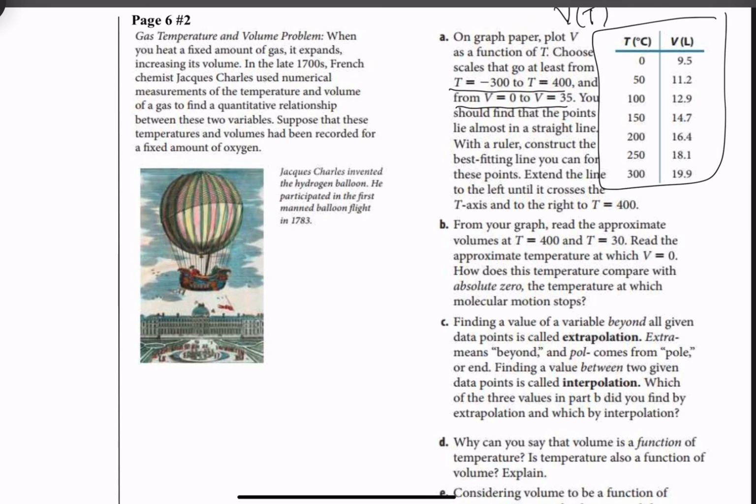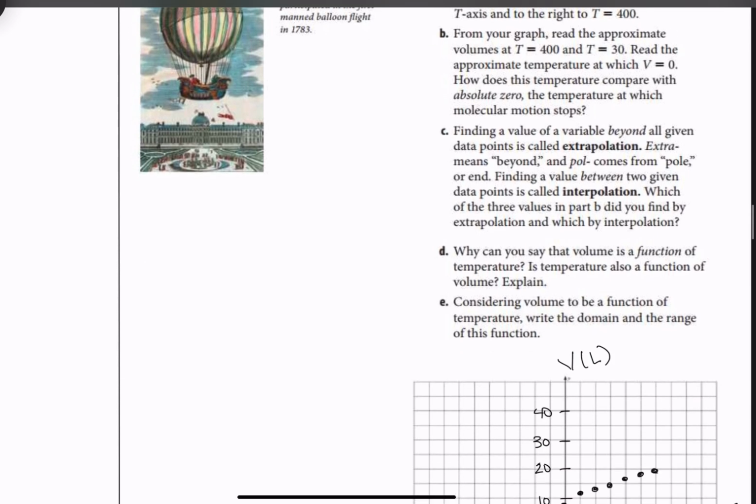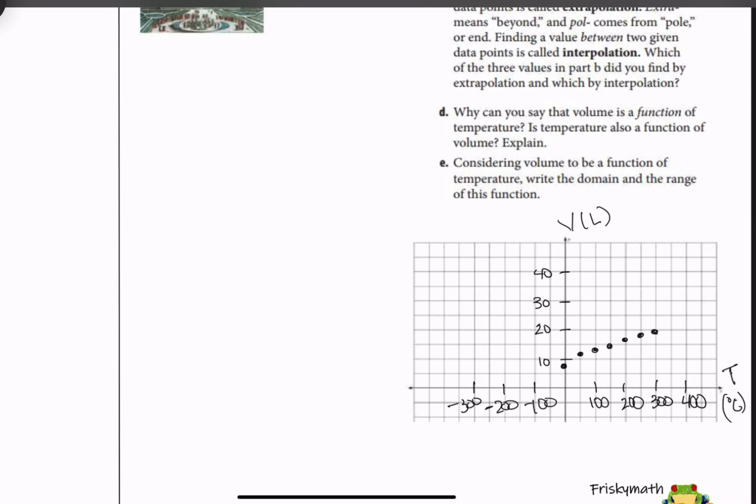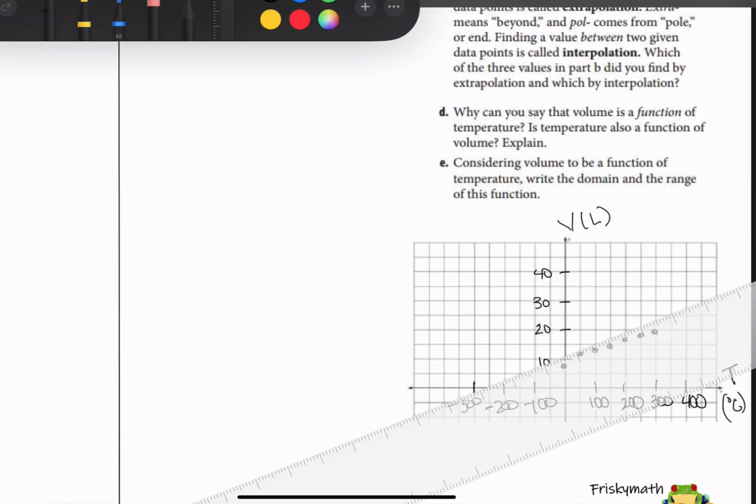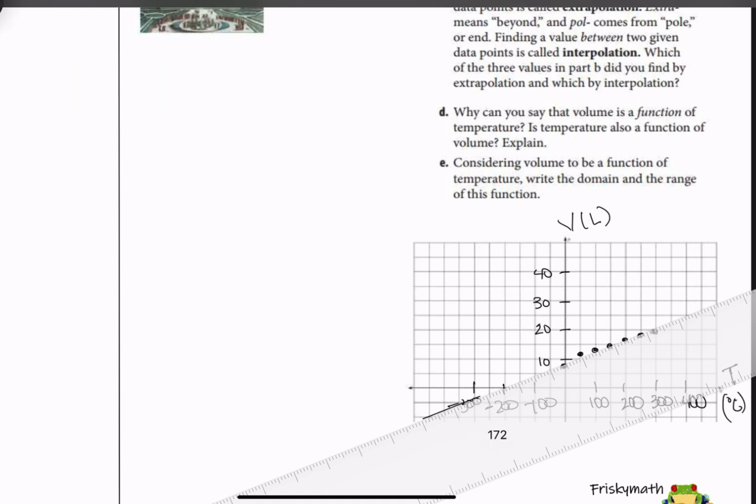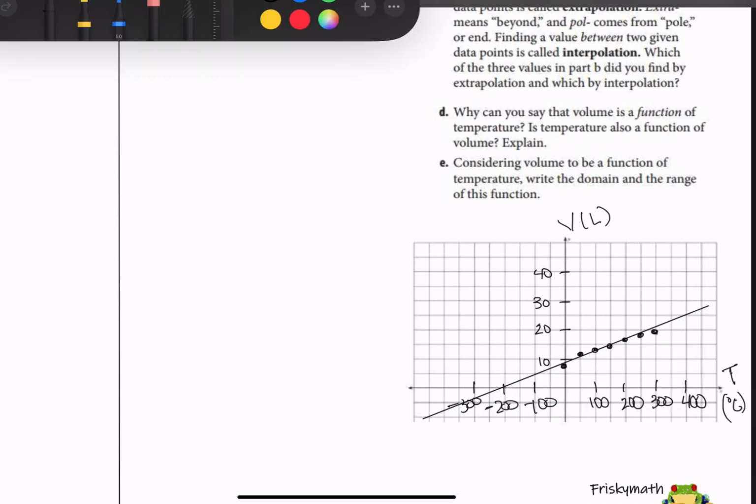With a ruler, construct the best fitting line. The best fitting line you can for these points. So when we create a best fitting line, we try and draw a line through as many of the points as we can, usually attempting to get the same number of points above and below the line, or to the left and to the right of the line. That looks like a pretty good best fitting line.